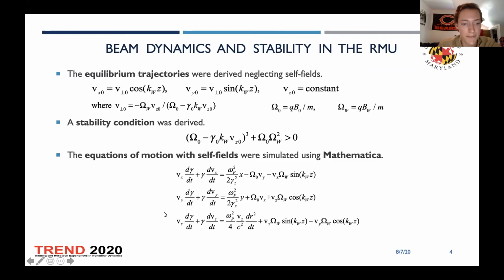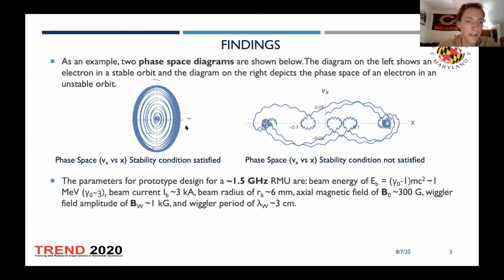We came up with the equations of motion, including self fields, and they are a series of differential equations that had no apparent analytical solution, and we simulated these numerically using Mathematica. As an example of these simulations, we have two phase space diagrams. This is the phase space in X. The diagram on the left is when the stability condition is satisfied. As you can see, the orbit comes out to this stable point and just oscillates around. While when the stability condition is not satisfied, it is highly unstable and does not follow any sort of periodic motion.